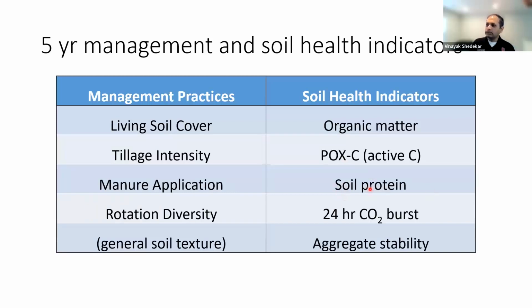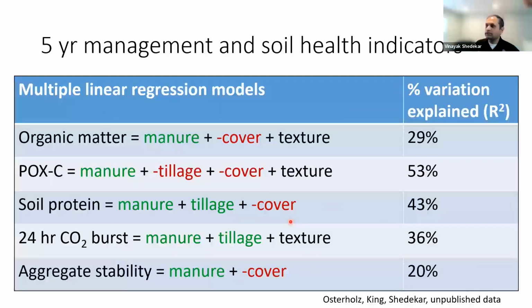Soil proteins is another good indicator of soil health, and then the 24-hour CO2 burst, the carbon dioxide burst, is another one, and aggregate stability, which is more of a soil physical property that we're going to look at. There is a good representation of chemical, physical, and biological indicators here in the mix.